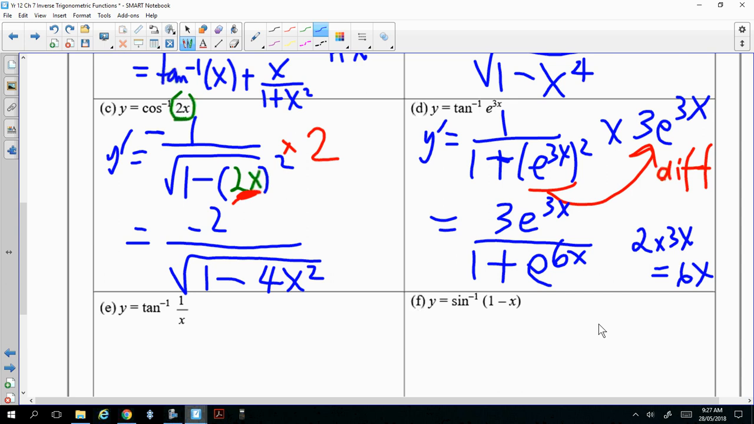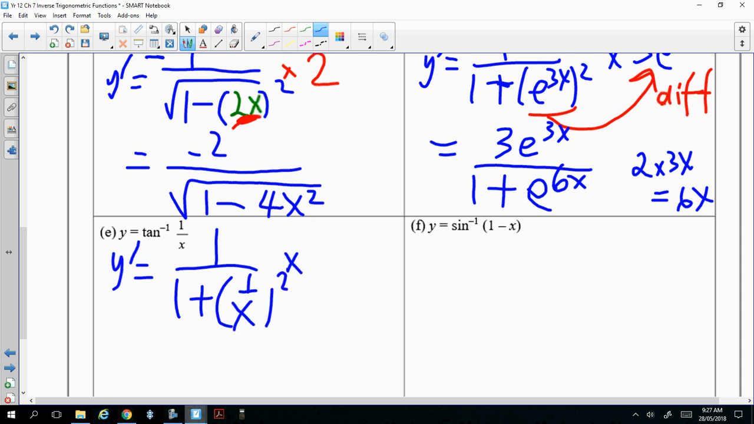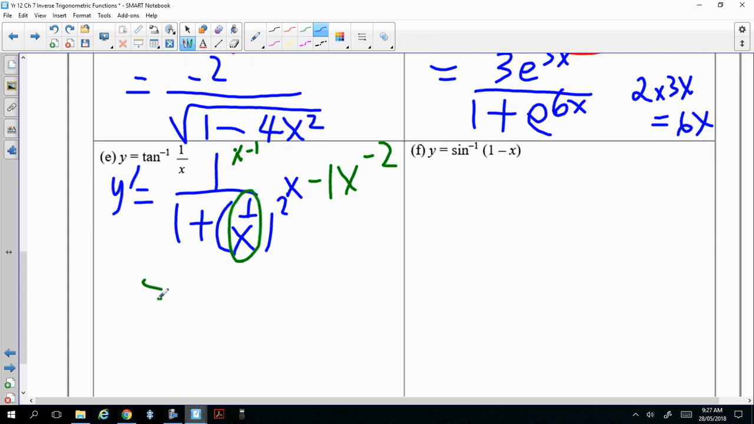So the tan inverse of 1 over x. y dash is equal to 1 over 1 plus the square of 1 over x. Differentiate 1 over x. How do you differentiate 1 over x? You write that as x to the power negative 1, and the derivative will be x to the power negative 2, with a negative sign. And then you continue, which is equal to 1 over 1 plus 1 over x squared, multiplied by negative 1 over x squared, like this.